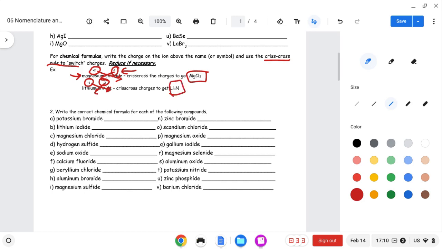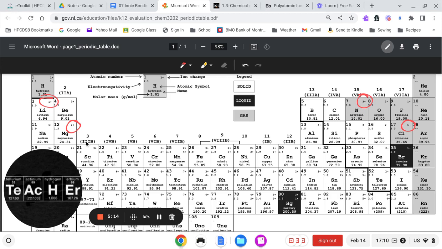Here's another example that I'm just going to do off to the side for you. So if I said to you, come up with the chemical formula for calcium oxide, we would go to the periodic table and we would look up the charges on calcium and on oxygen. So let's do that.